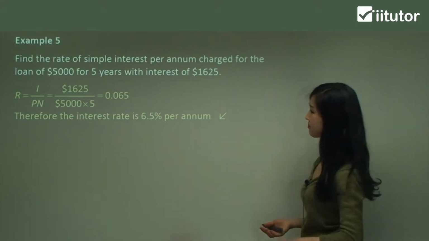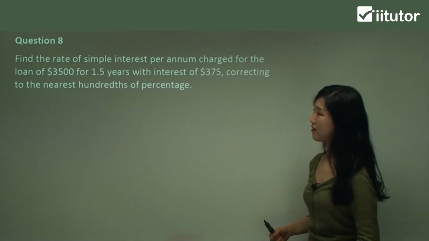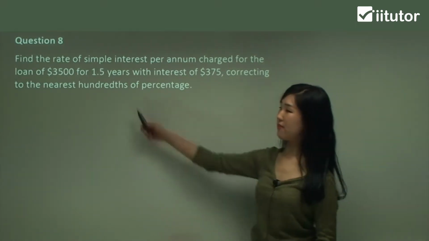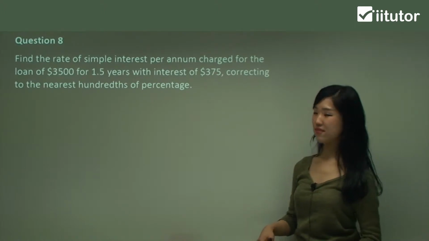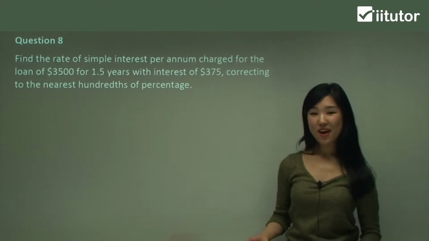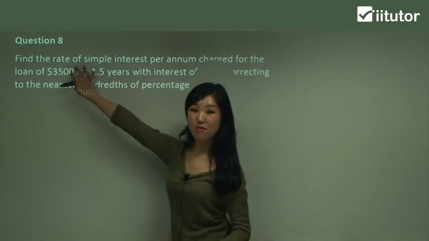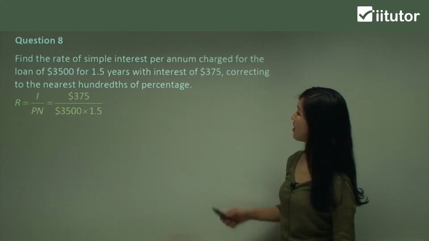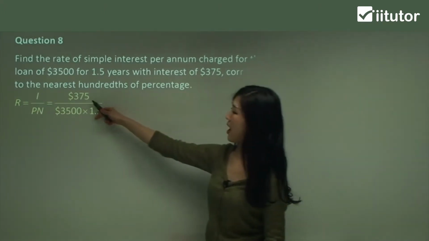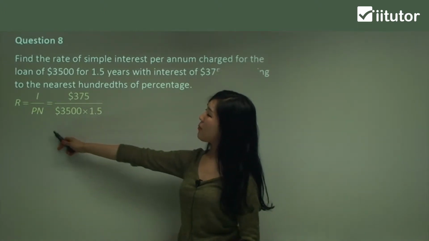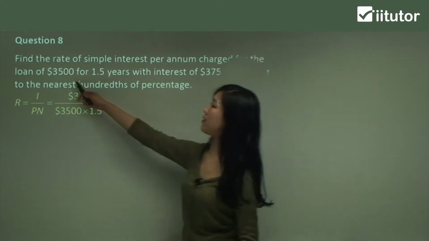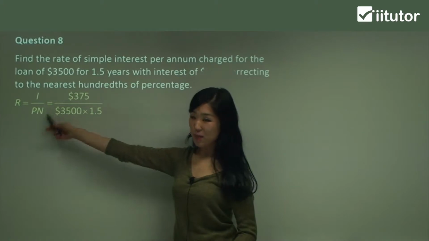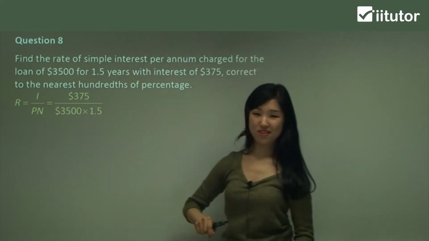Let's try a question. Question A says, find the rate of simple interest per annum charged for the loan of $3,500 for 1.5 years with interest of $375. Correct to the nearest hundredth of a percentage. Okay, so it's asking us to find the rate, so R. So R equals I over Pn. Our I, the interest, is $375. Put that in the numerator. And our denominator Pn, P, which is the principal, is $3,500, just goes there. And N is the number of terms, which is 1.5. So 1.5 goes in the denominator as well.